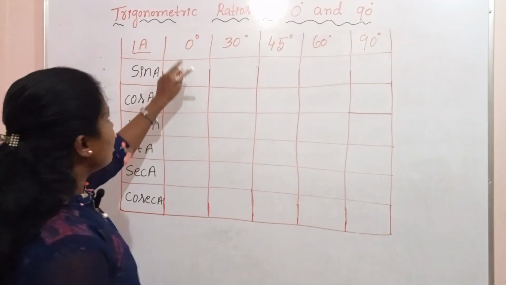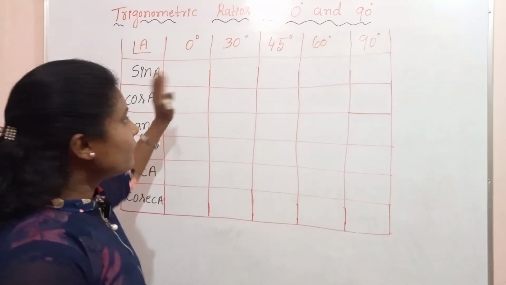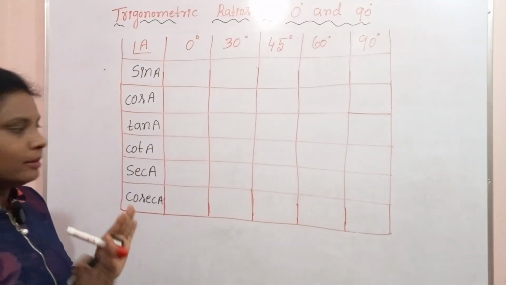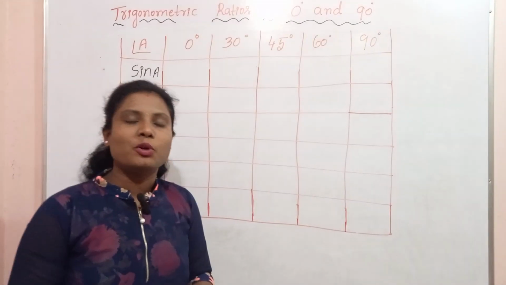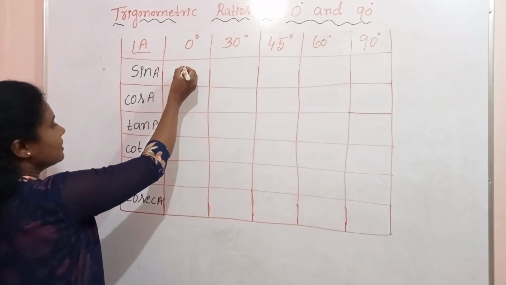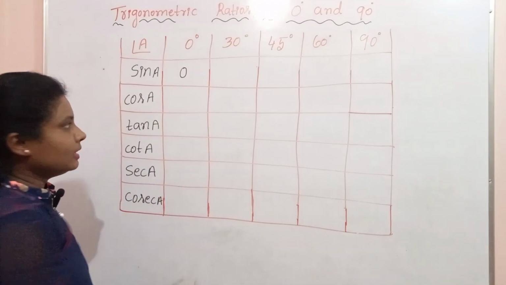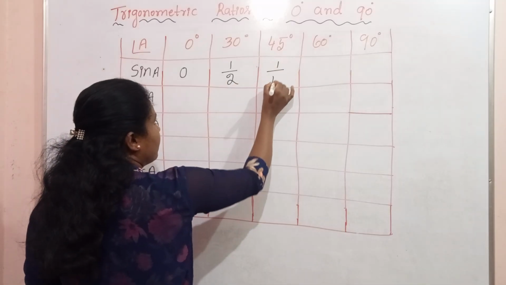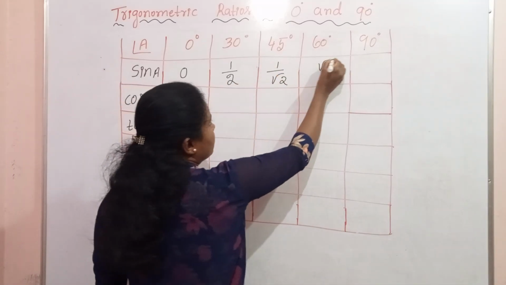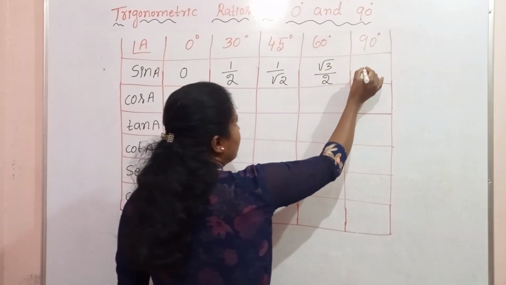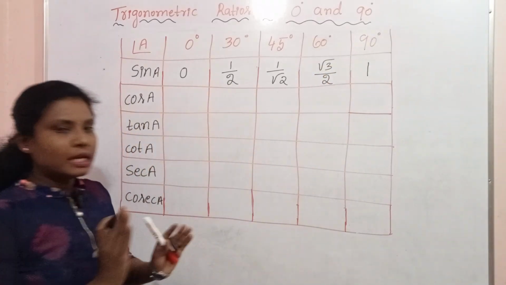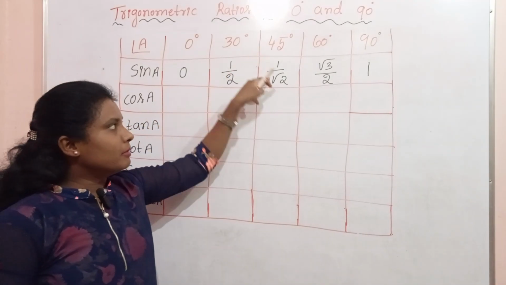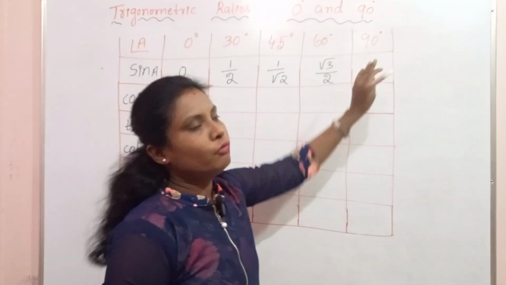So what is the value of sin 0 degree? First, if you remember this line, the remaining all you are able to write in an easy way. That trick I am going to tell in this video. So sin 0 is 0, sin 30 degree is 1 by 2, here it is 1 by root 2, root 3 by 2 and this is 1. This we have to remember. So sin 0 is 0, 1 by 2, 1 by root 2, root 3 by 2, 1.